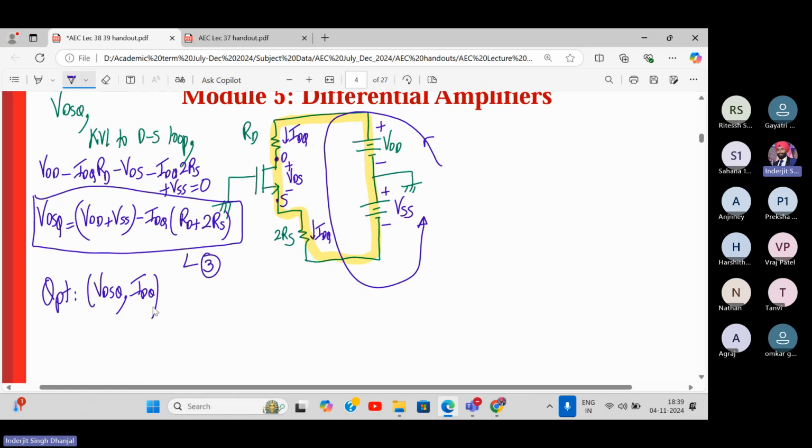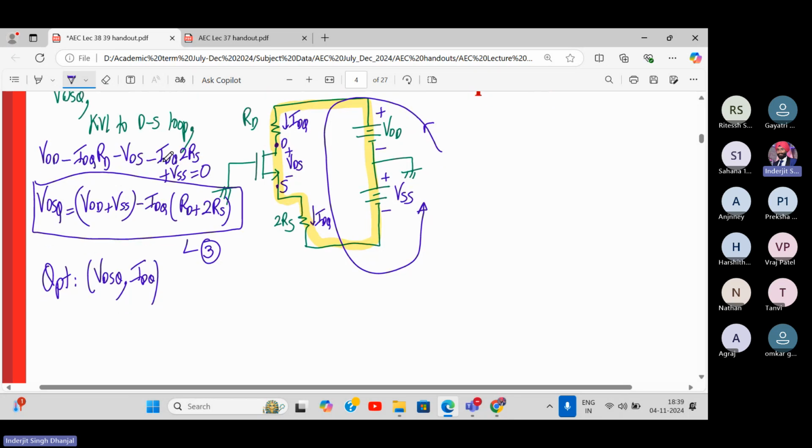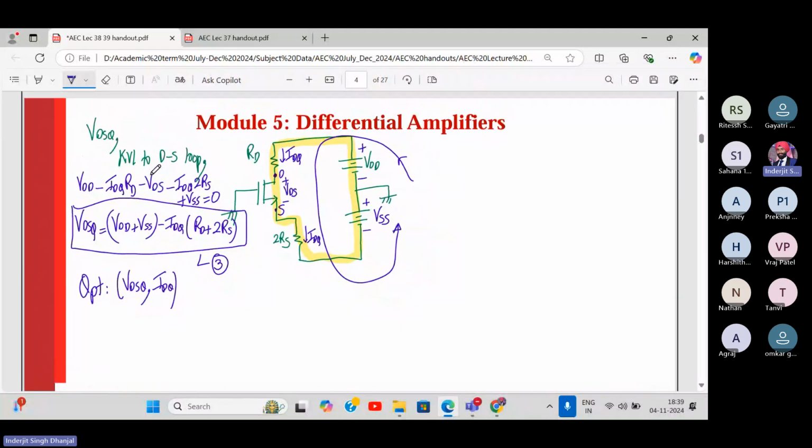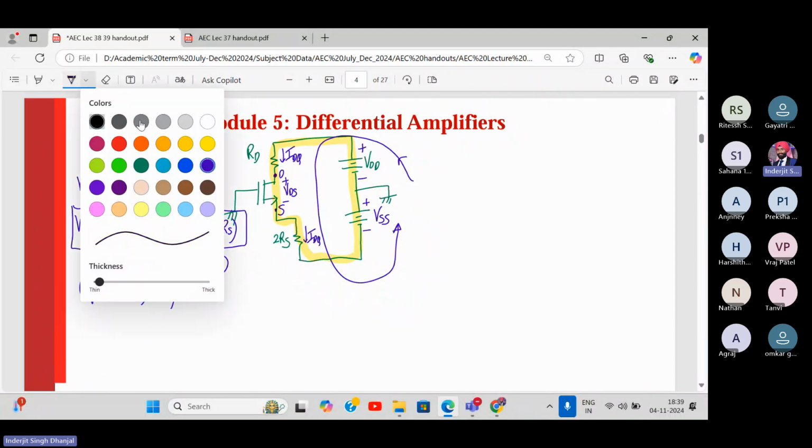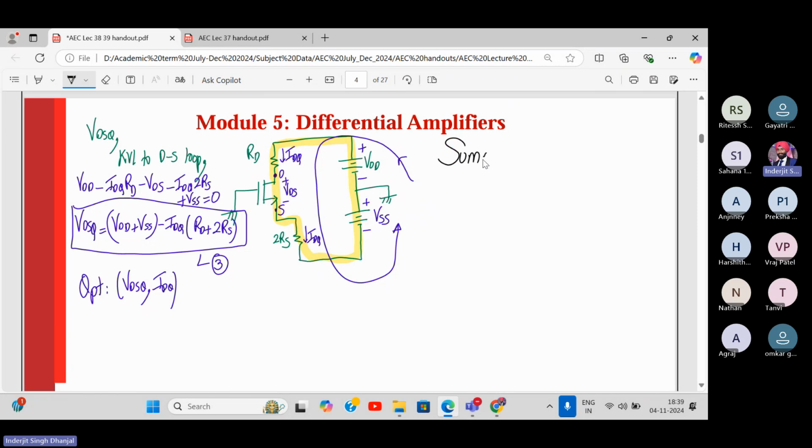Understood this derivation? All right. Have you completed this? So let us summarize the DC analysis for a differential amplifier. It is valid for DIBO, DIUO, SIBO, SIUO. So that's the good part of it.